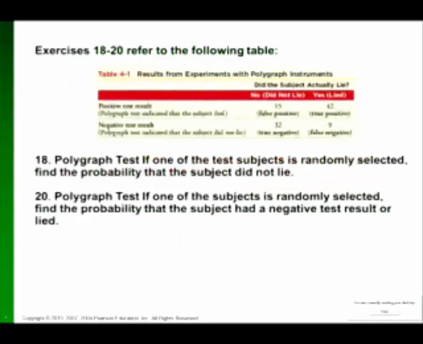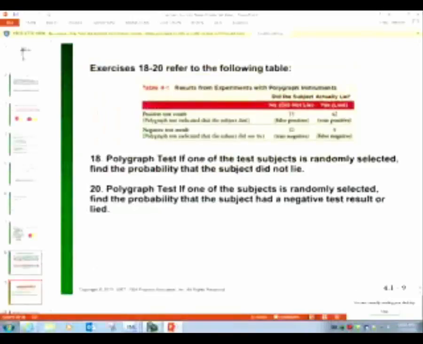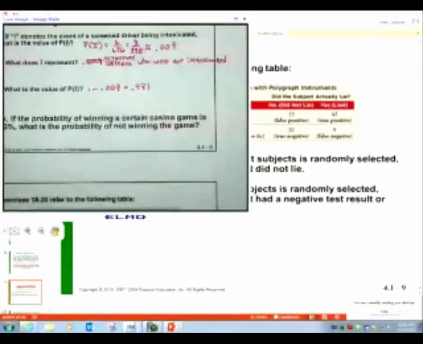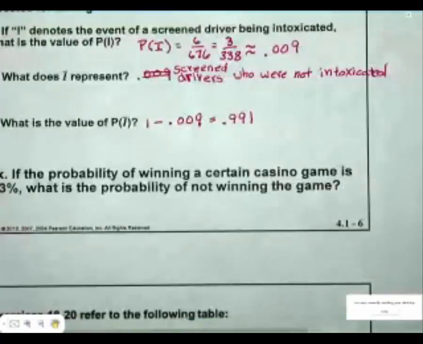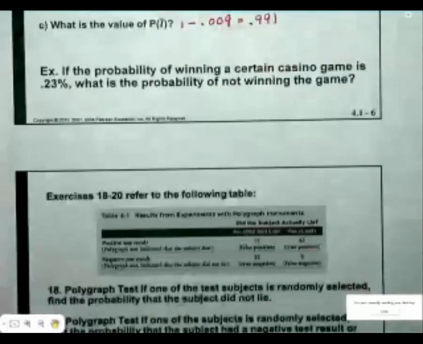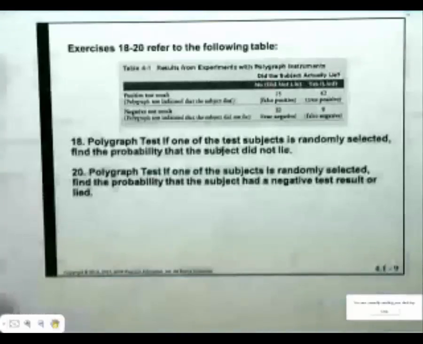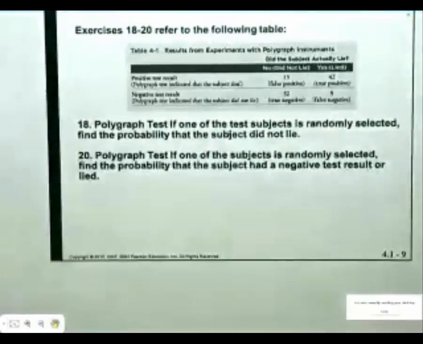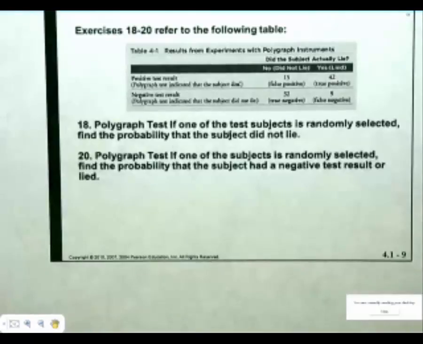All right, here's the table. And I'm just going to tell you, you are going to love these tables or hate these tables. It's going to take a little bit of practice to understand how to read them, but tables are a good way of organizing information if you are able to read them correctly. For example, if I say this is results from experiments with polygraph instruments, if I say how many people had a positive result, what would you say?